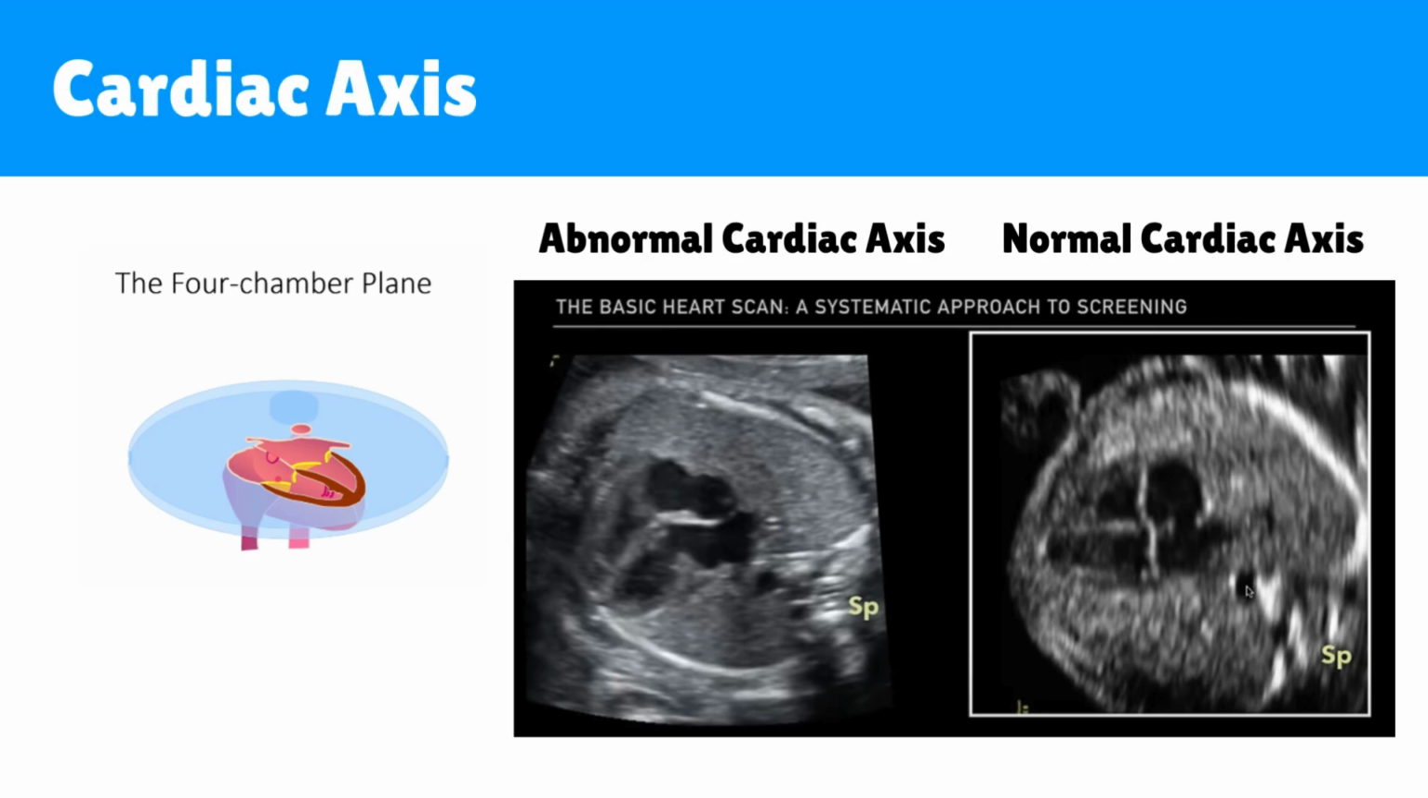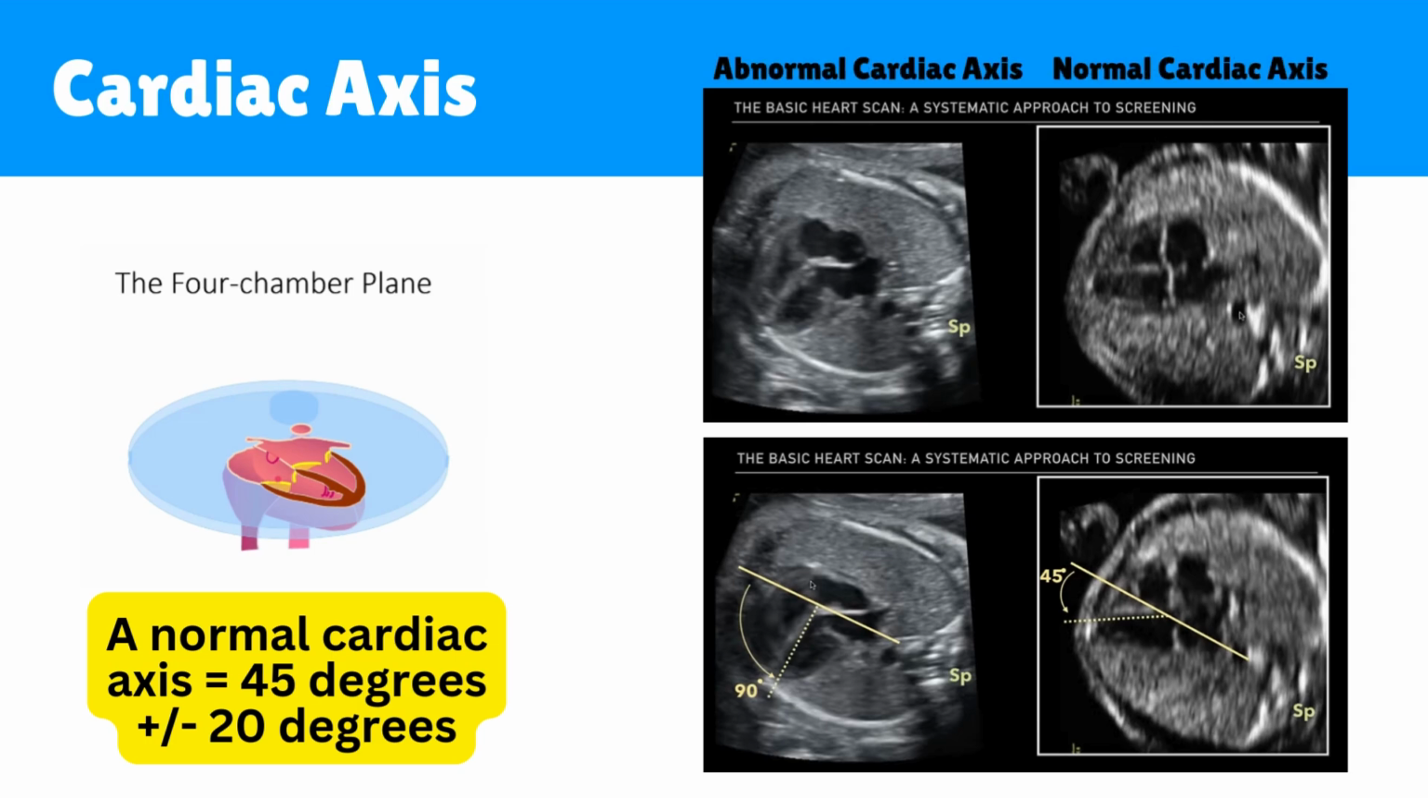Before applying calipers, make sure your 4-chamber view is optimal with all 4 chambers visible and only 1 rib visible on either side of the heart, indicating this is truly a transverse view. Now let's apply our calipers and check the cardiac axis. Place 1 caliper to show the midline of the chest and 1 to trace the long axis of the heart through the septum.